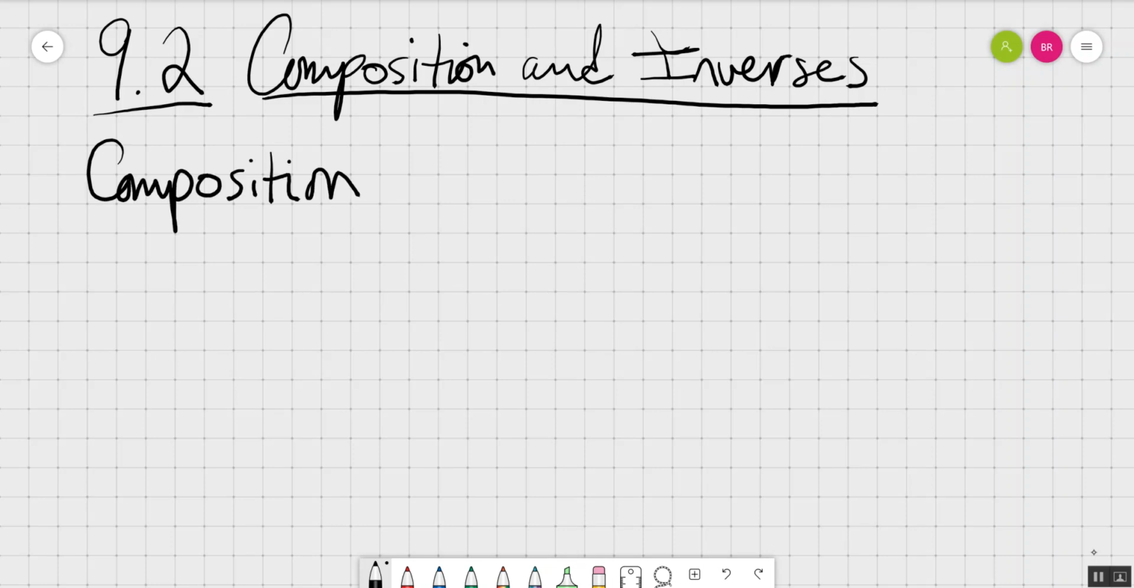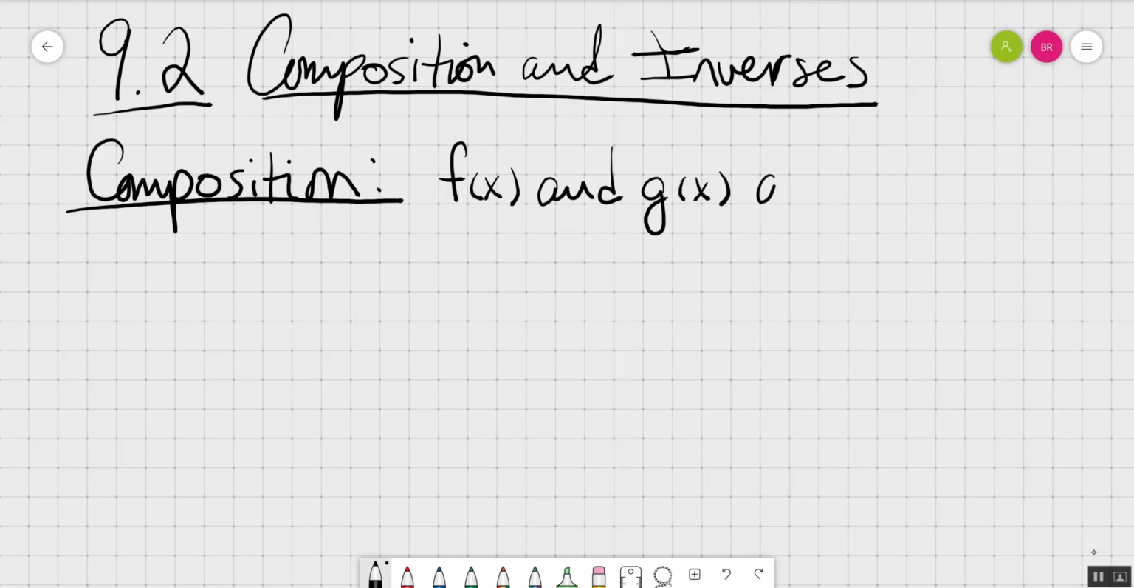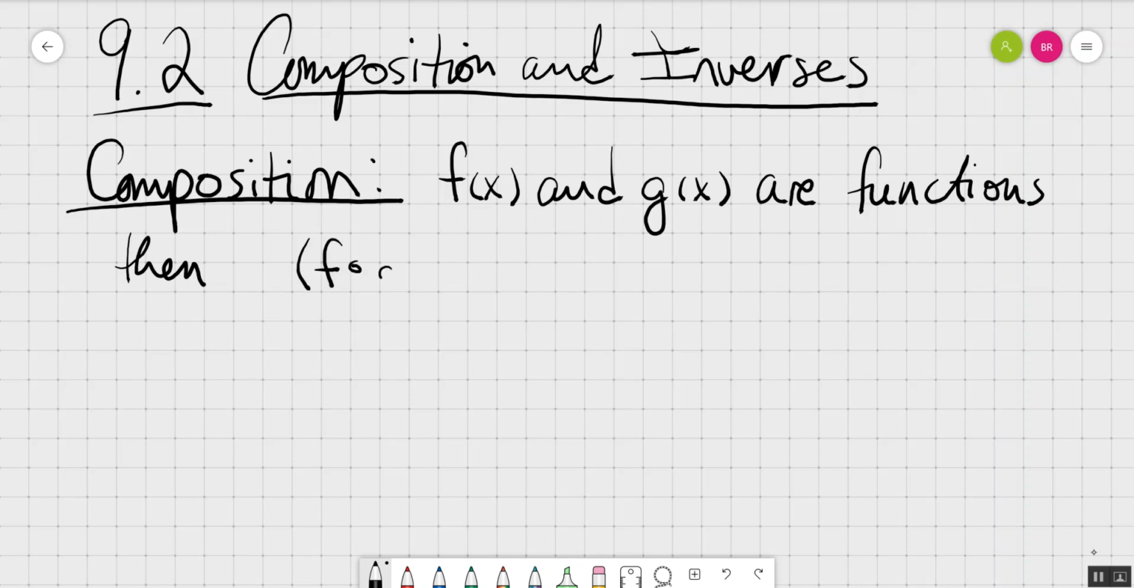And really composition is just a new way to combine functions. So suppose you have two functions f of x and g of x. Then, and this is a little bit weird, we define f composed with g of x, it looks like a little circle, to be first you use g on x and then you use f. Or as I like to joke, what do you do to x? First you g it and then you f it. I know this sounds a little crazy.